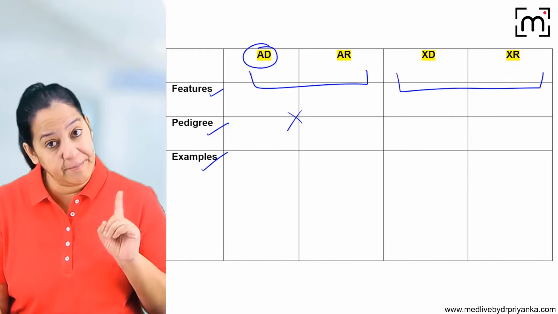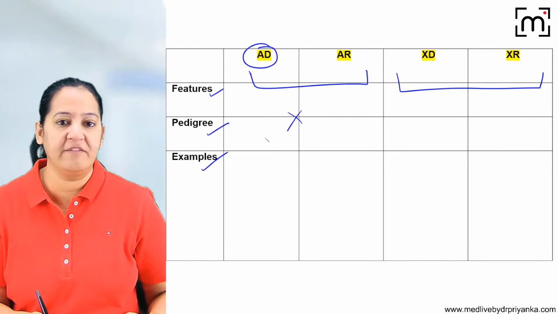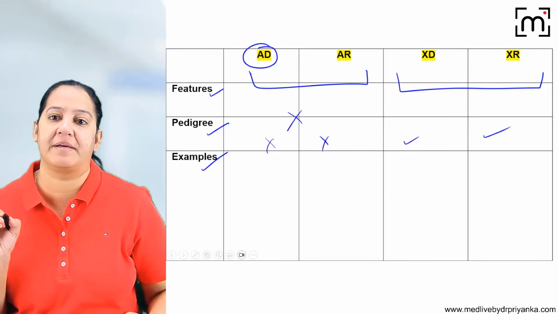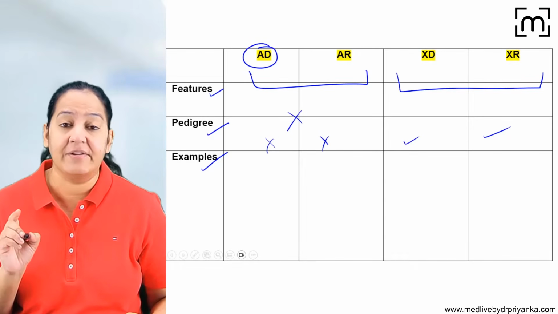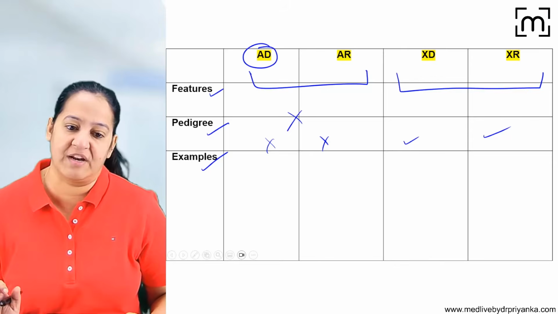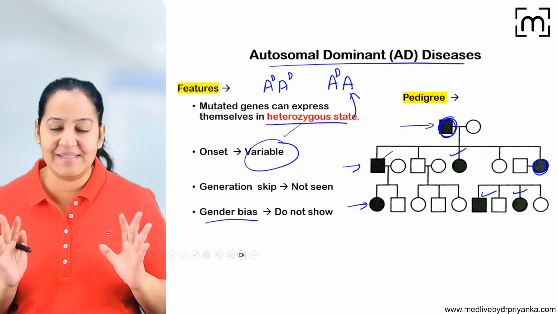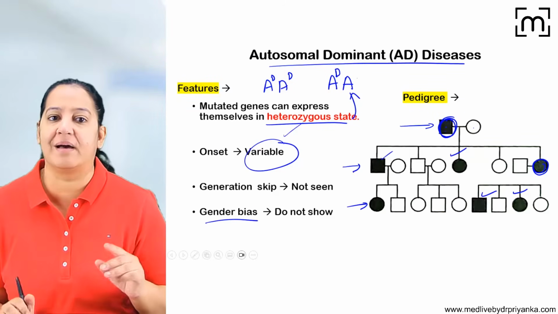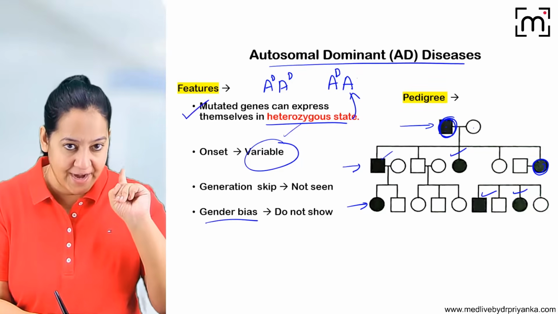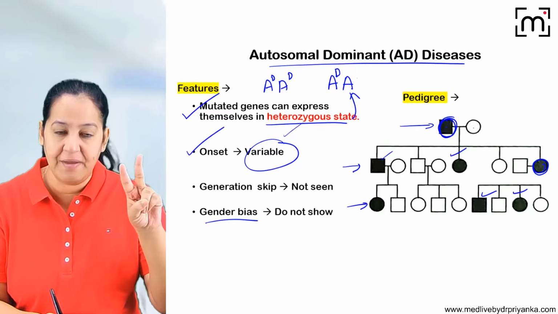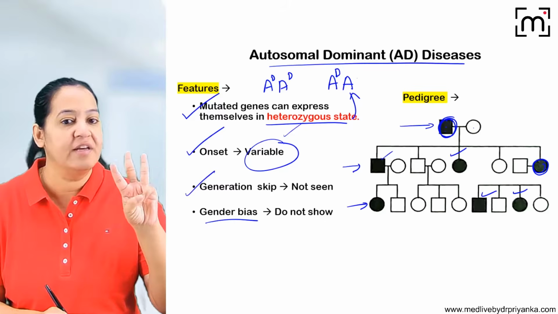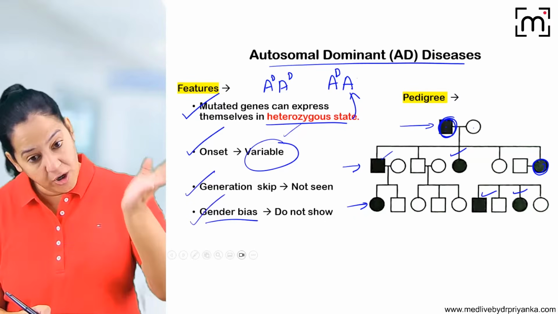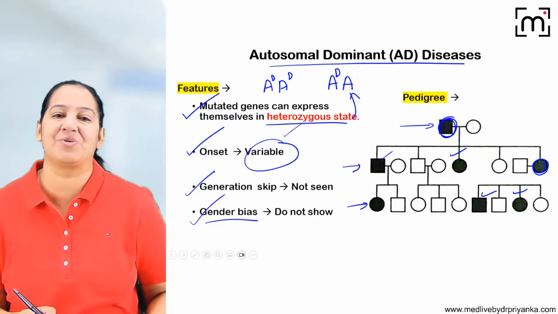But there will be gender bias in X-linked dominant and X-linked recessive, because here sex chromosomes are involved, right? I guess this is the basics and everyone knows that. If you don't know, please learn. This one is expressing in the heterozygous condition. Onset is variable. Generation skip is not there. Gender bias is not there. We will see that most of the things are opposite in autosomal recessive.